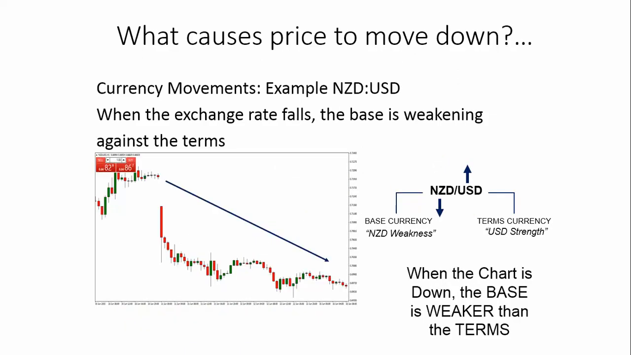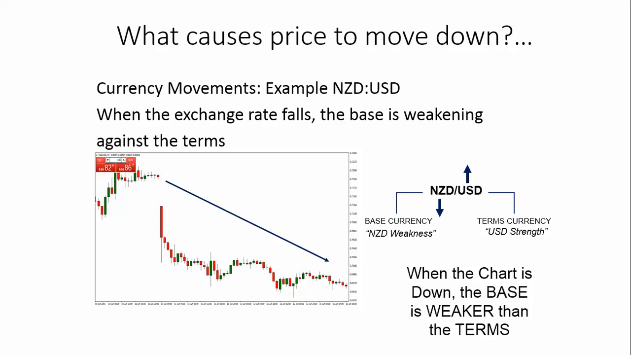In this example here, we can see the exchange rate has been falling. So the exchange rate, again, is on the right-hand side, and we can see that top left to bottom right, the exchange rate between these two currencies has been falling. When the exchange rate falls, the base currency is weakening against the terms.